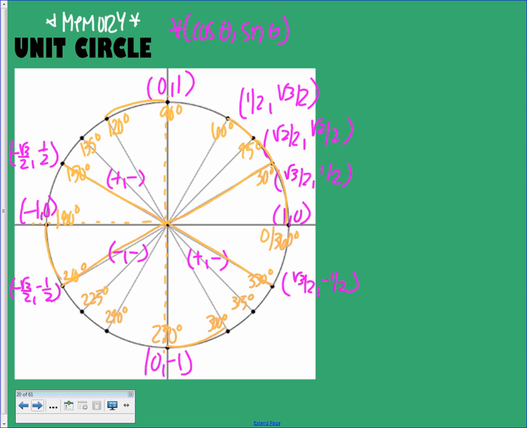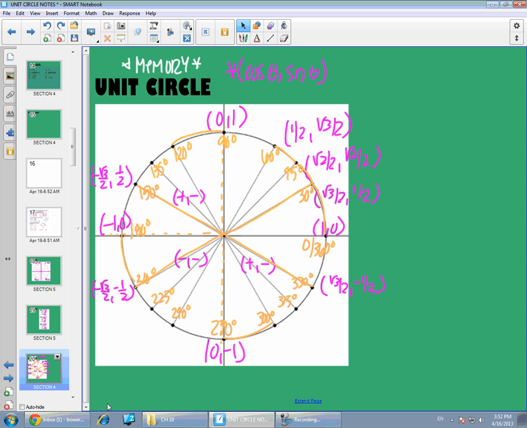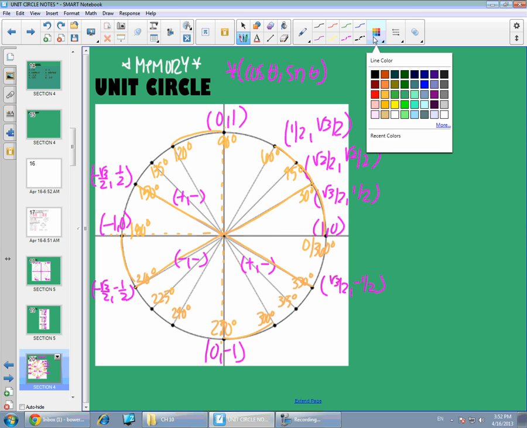If I go ahead and take, I'm going to need a different color here. Hold on one sec for me, sorry. So if I go ahead and take, let's do these in blue.